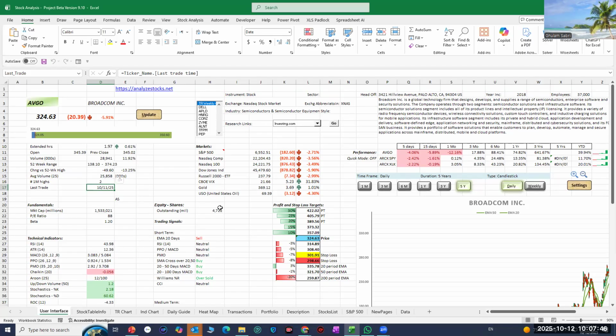Here is the market performance segment. As you can see, all the major markets were in red, from minus 2.7% to minus 3.5% for the NASDAQ 100.